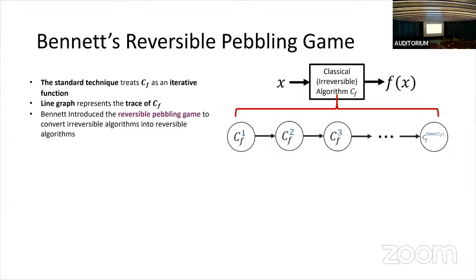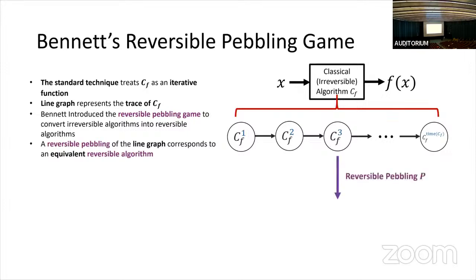So this is an important problem, and it has been studied for a while. In the 80s, Bennett introduced the reversible pebbling game, and he shows how to convert irreversible algorithms to reversible ones. The idea is that we generate what's called a reversible pebbling of the line graph. And then using that pebbling, we can create our classical reversible algorithm for the problem. And then we know that taking the reversible algorithm and generating the quantum circuit is straightforward.